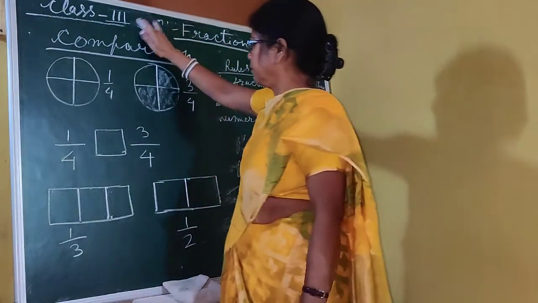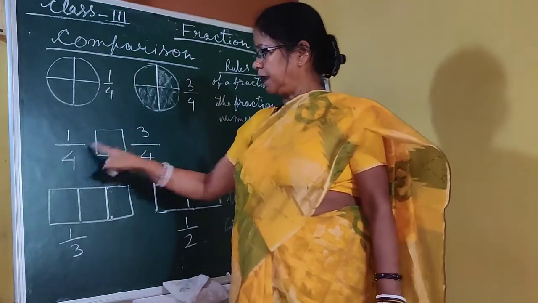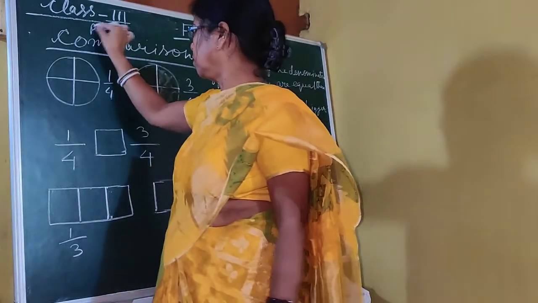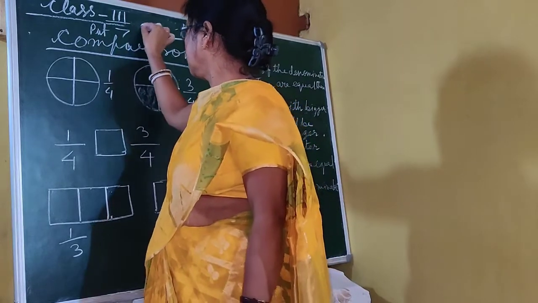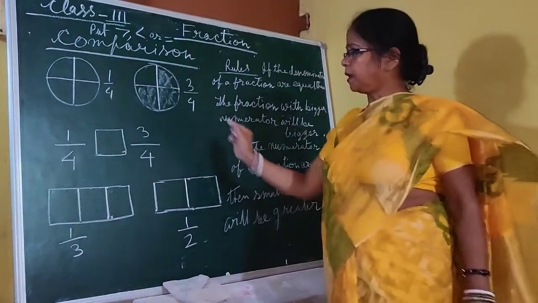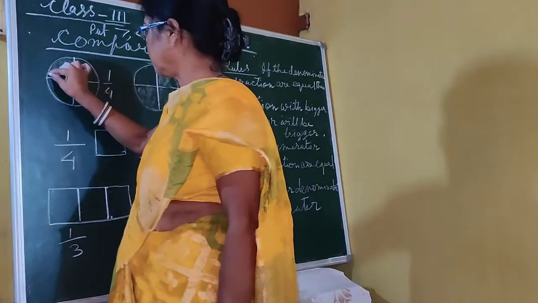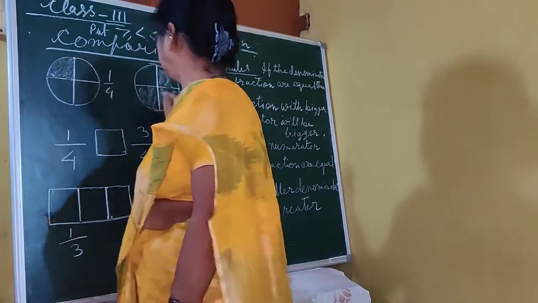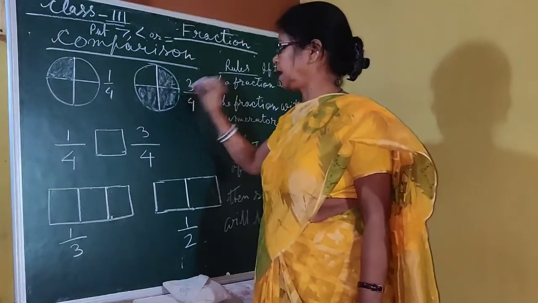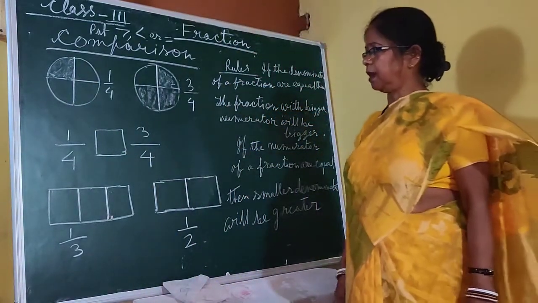Now see this one, with the figure I am explaining. Here you have to put a greater, smaller or equal sign. Here is 1/4, and here is 3/4. You said 3 parts out of 4, and here 1 part out of 4. Now compare which is greater.